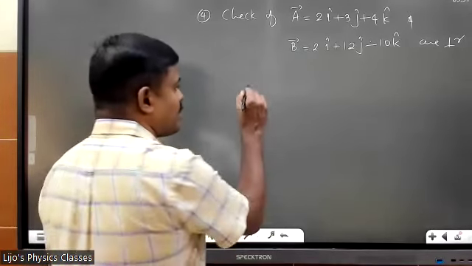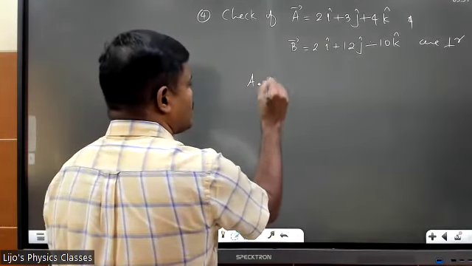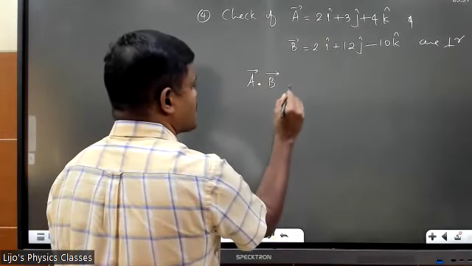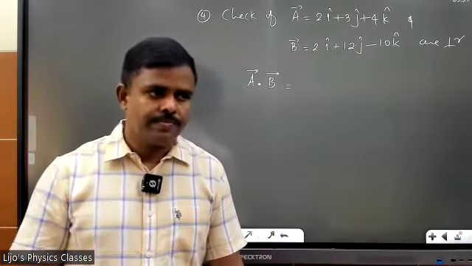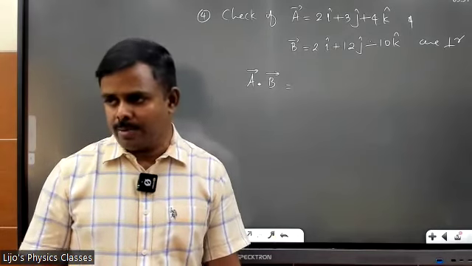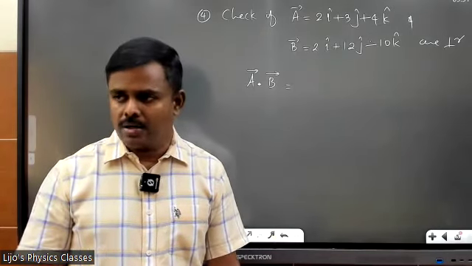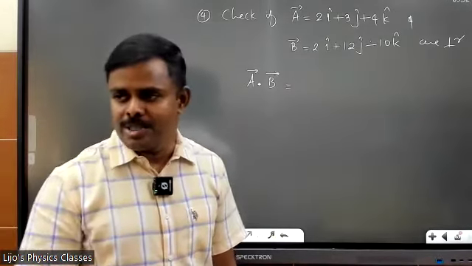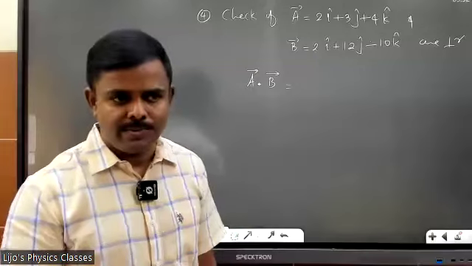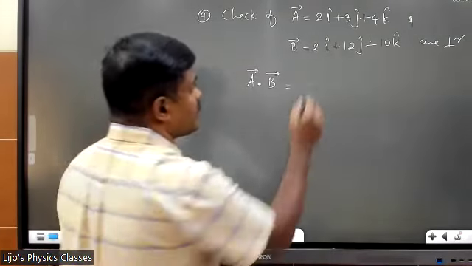How do you check for perpendicularity? Yes. You have to check what A dot B is. See if it is 0 or not. If that's 0, they are perpendicular. If that's not, they are not. All right. So tell me how you can do this. You must take the dot product, isn't it? Right? Dot product. How to take dot product?